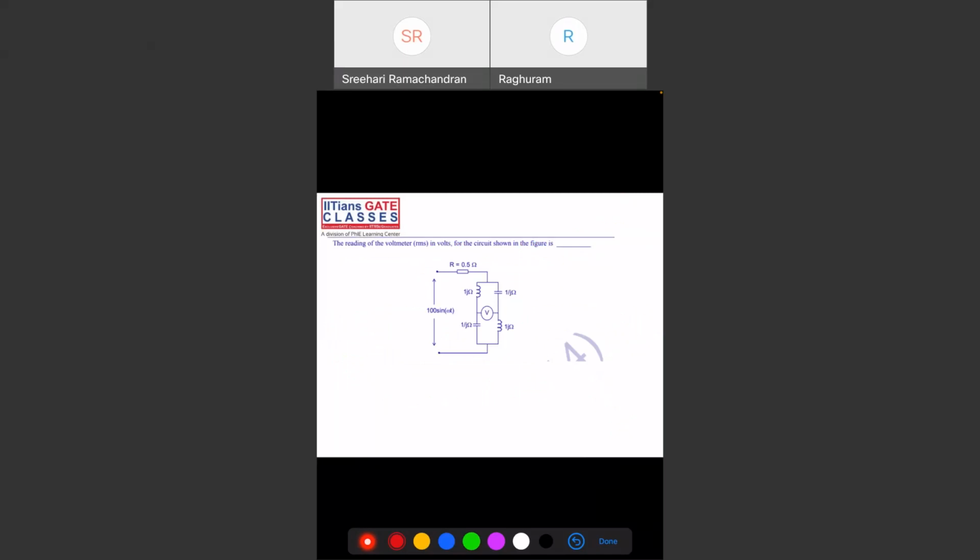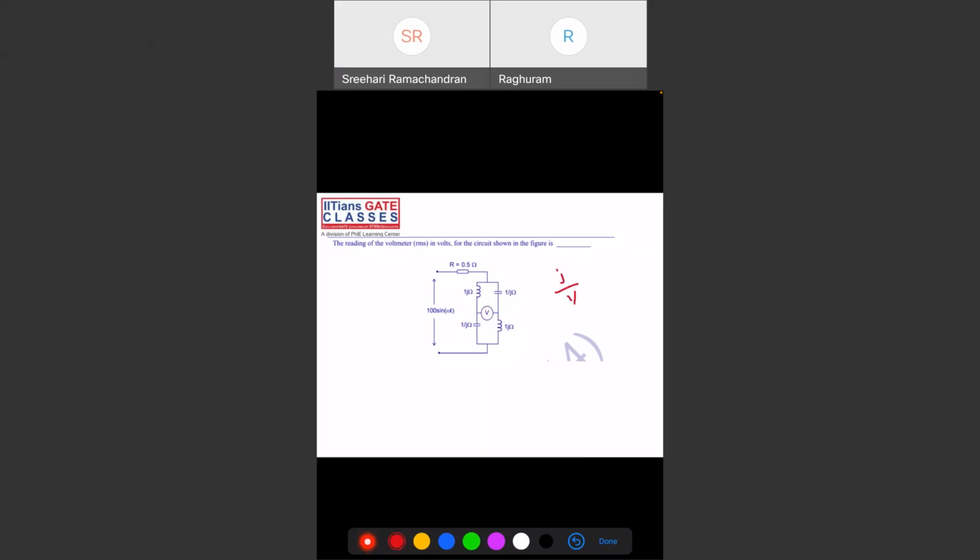See again, the value of V in the circuit shown. Find the reading of the voltmeter. You should tell me the reading of the voltmeter. Have I said zero? Yes. See, such circuits, you should always see that it's a Wheatstone bridge. You should check for balance of the Wheatstone bridge.